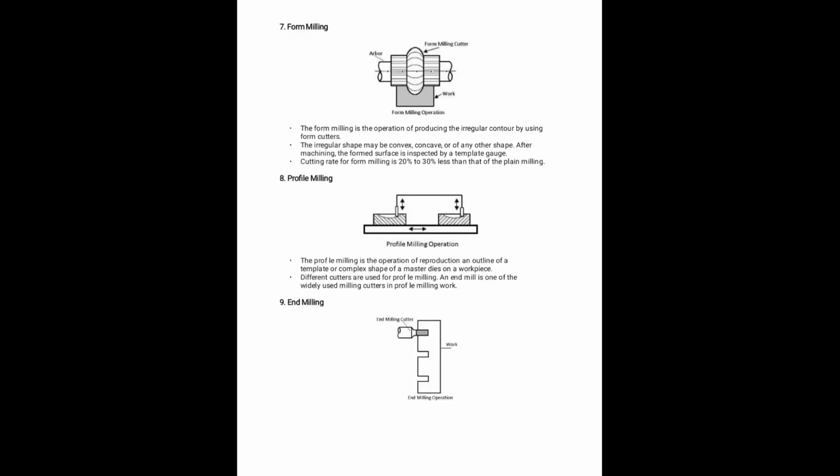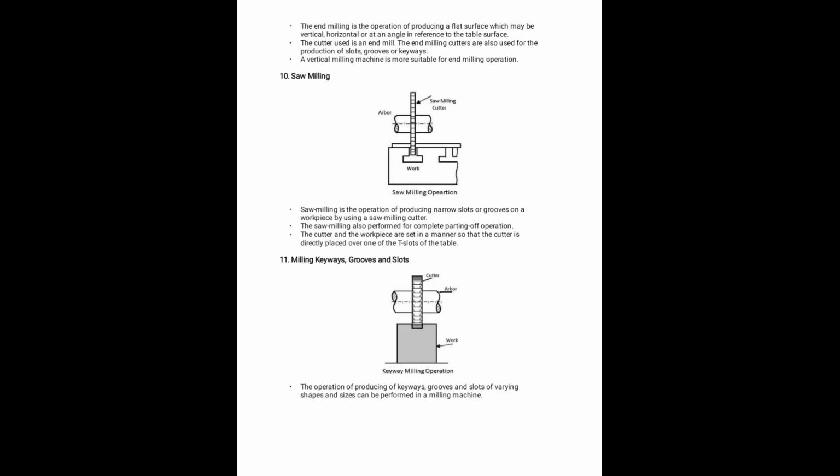And form milling operation, profile milling operation, end milling operation. All these works are done according to the cutter shape and are produced in the different kinds of milling operations. These are the different kinds of milling operations.